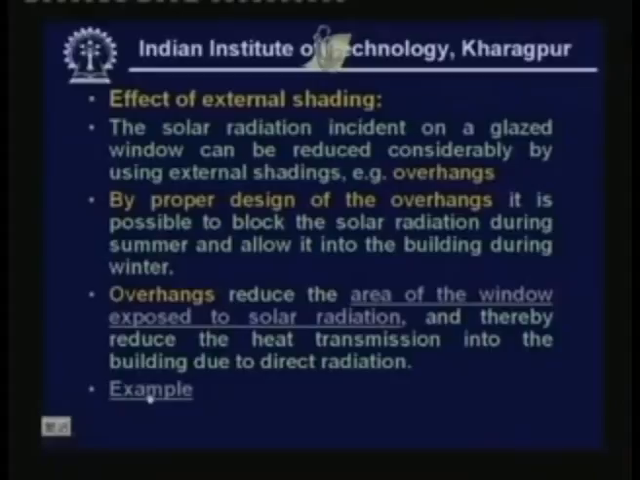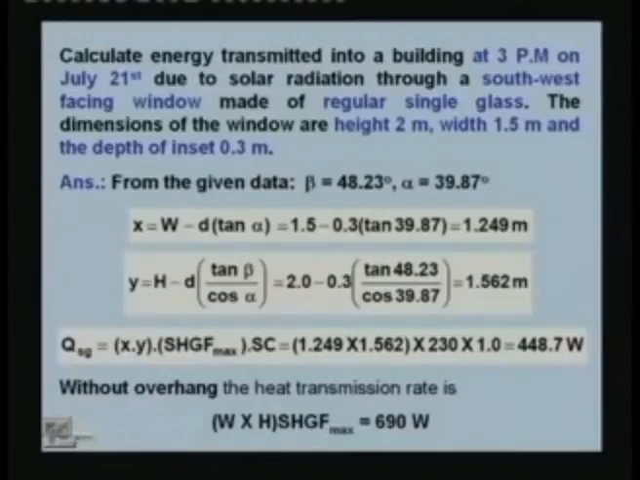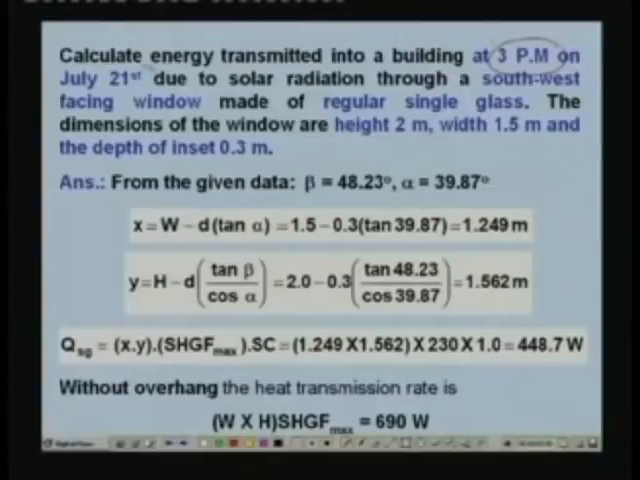Let me give a small example here. We have to calculate the energy transmitted into a building at 3 p.m. on July 21st due to solar radiation through a southwest facing window made of regular single glass. That means it is made of the reference glass. The dimensions of the window are: height is 2 meters and width is 1.5 meters, and the depth of the inset d is 0.3 meters.